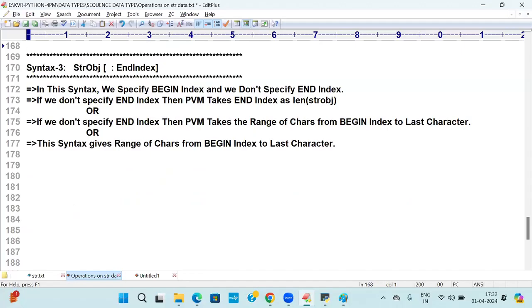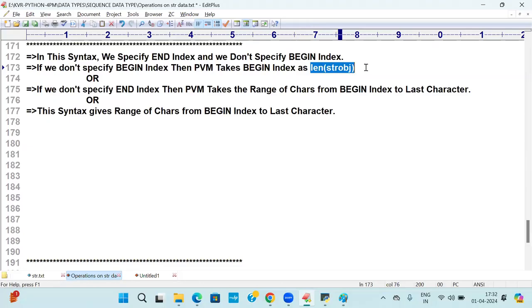In this syntax, we specify which index? End index. We don't specify what index? Begin index. If we don't specify the begin index, then PVM takes the begin index as either 0 in which kind of index? Positive. Or what?